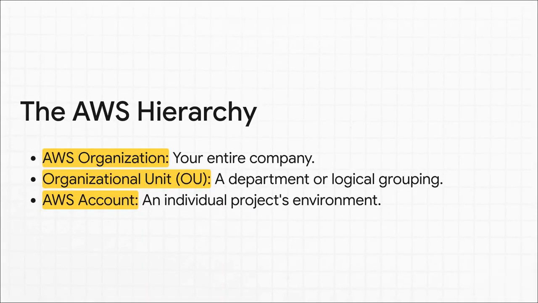So, breaking that down, your main AWS organization is like your entire company's umbrella. Under that, you can create these things called organizational units, or OUs. These are perfect for grouping things logically, like by department, maybe a production OU and a sandbox OU. And then inside those OUs, you have the individual AWS accounts for specific projects or teams. It's a beautifully simple way to keep things tidy.